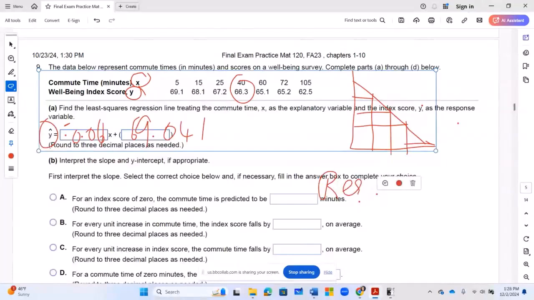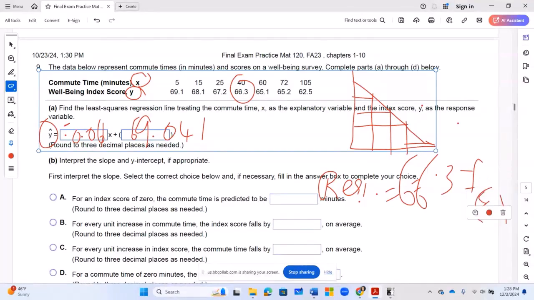Residual. All right, so it's the same as the observed. What is my observed? 66.3, minus the predicted. And what do I mean by predicted? See how you can find predicted. F of 40. And what does that mean?